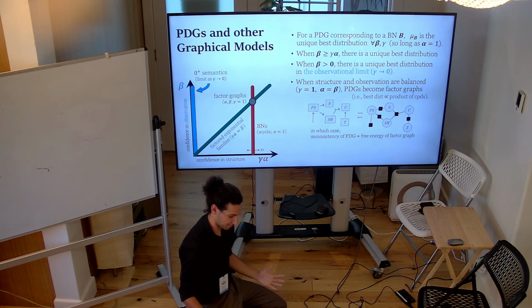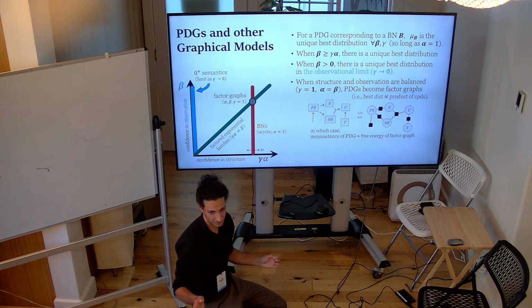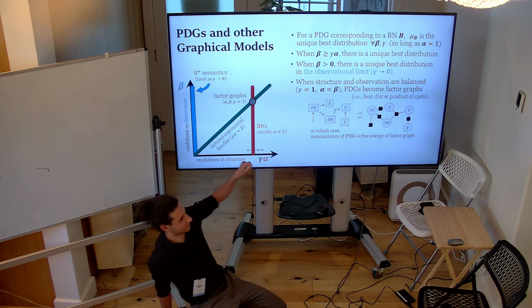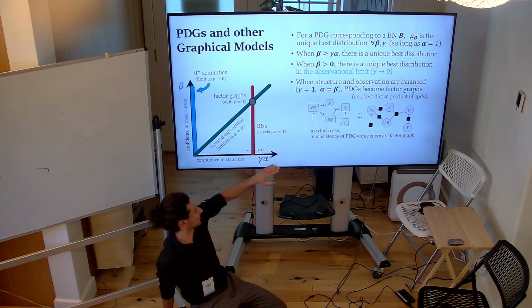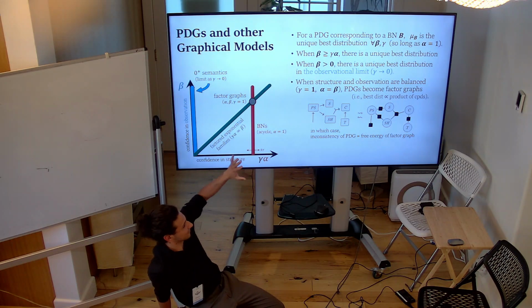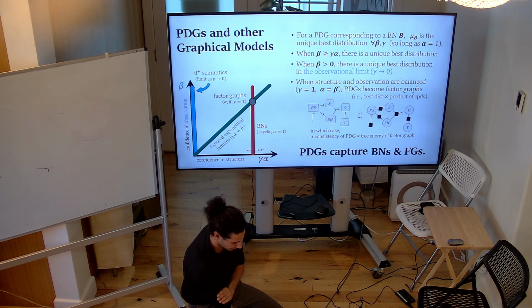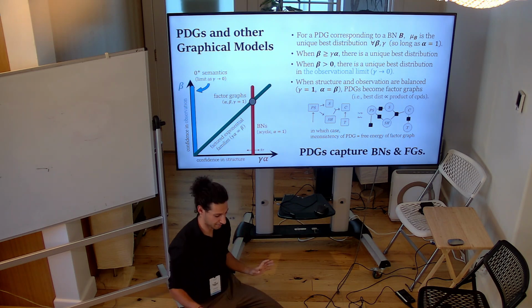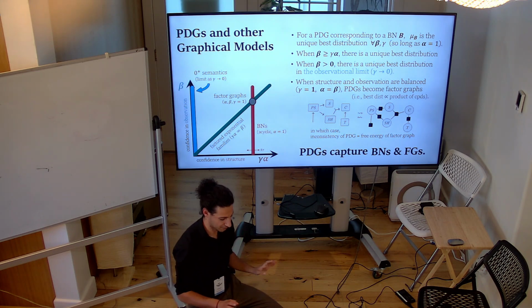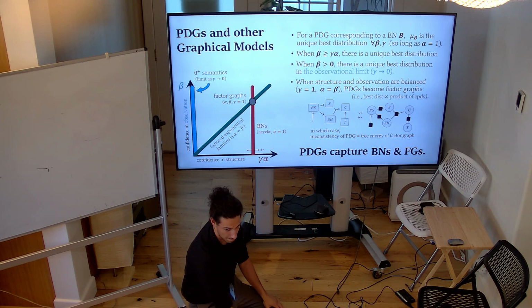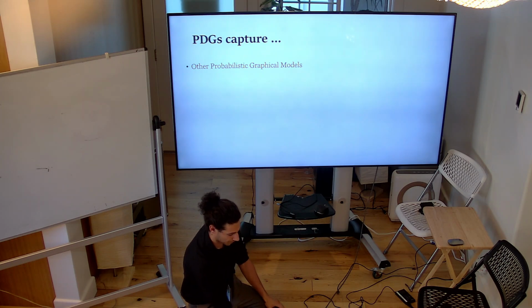For factored exponential models, the inconsistency is the free energy. So already we're seeing that this number is important because the free energy is just what happens when you view it as a factor graph and you measure its inconsistency. It's the standard number that you hope for. So to summarize, PDGs capture Bayesian networks and factor graphs. But that's just the beginning.